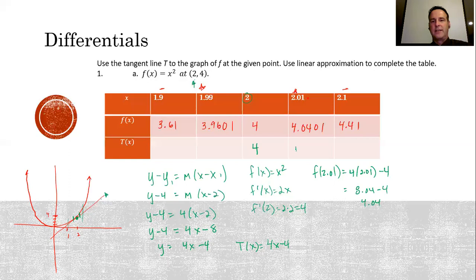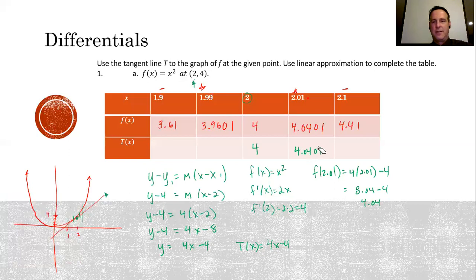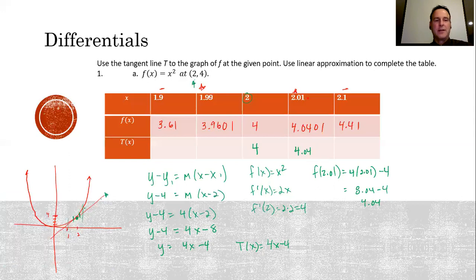Now, is that exactly the same? It's not, but you can see that it's pretty close. The gap between these two is 1 over 10,000. Okay, so while we're using a line to approximate, that gap between this parabola and that line is so small. I could do the same thing with 2.1.